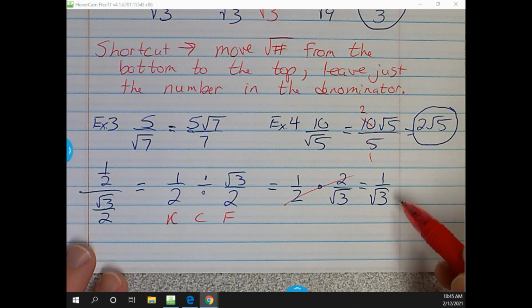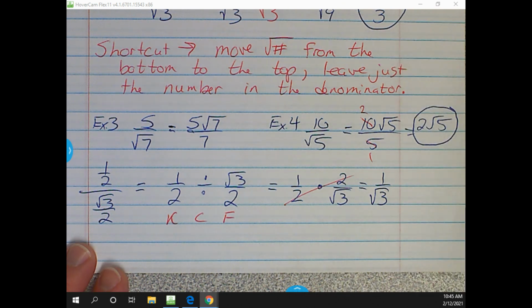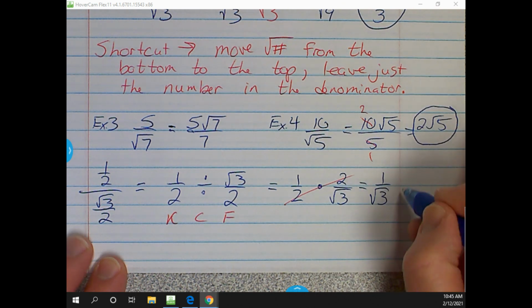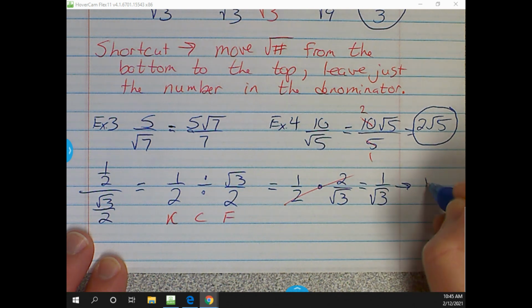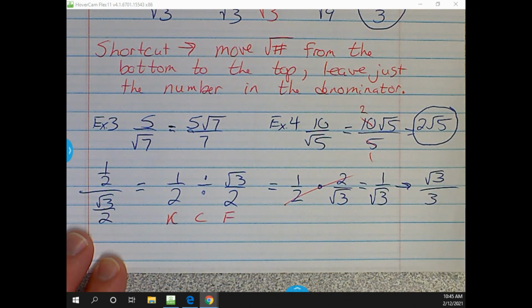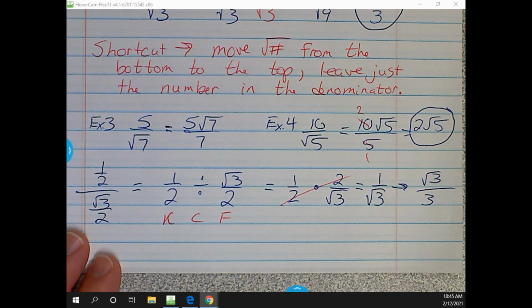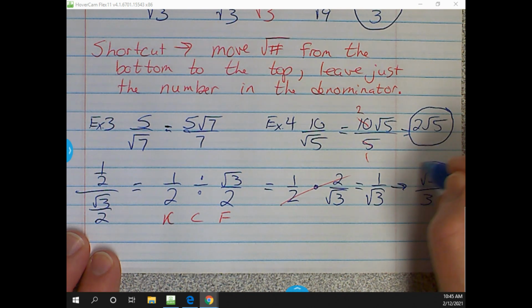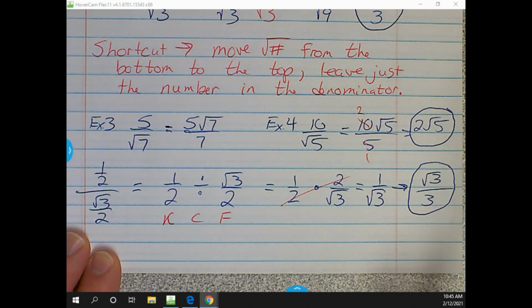Once you're here, now we're going to rationalize it just like we were doing before. So now we're going to take the square root of 3, move it from the bottom to the top, and give me just the 3 that's on the bottom. And if you put the 1 here, it's 1 times the square root of 3. But 1 times the square root of 3 is still just going to give you square root of 3. So then that would be the final answer that we're looking for there.